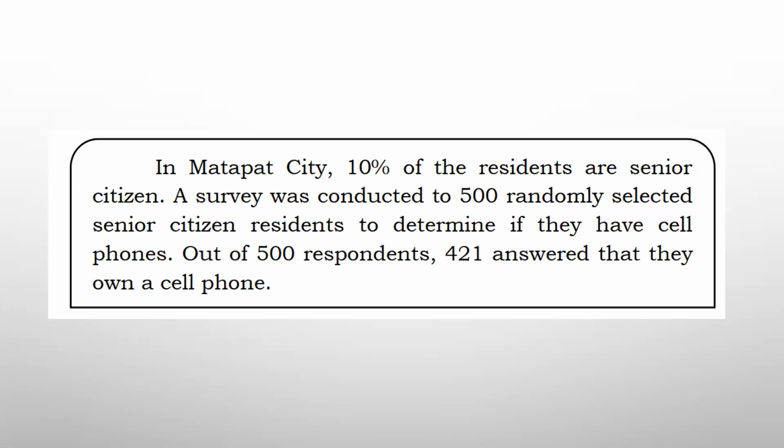So doon nagpapakita agad yung population proportion. Ngayon, doon sa population na 10%, kinuha yung 500. At yung 500 na yun, out of that 500, ay nalaman natin na may 421 na may cellphone. So, kapag hinanap naman natin yung specific na sample proportion na may cellphone, that will be 421 out of 500. Okay po.